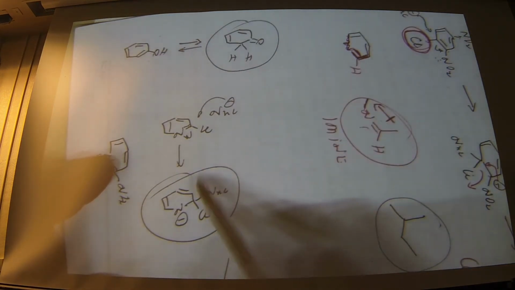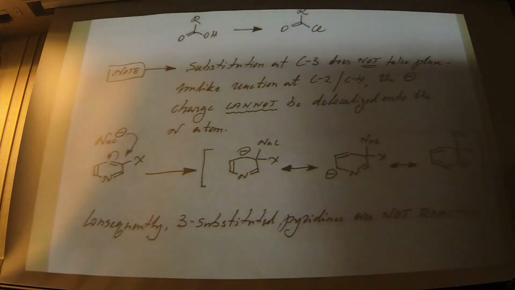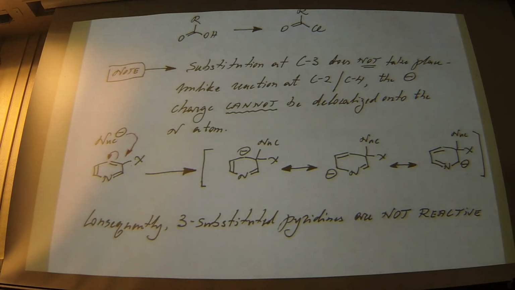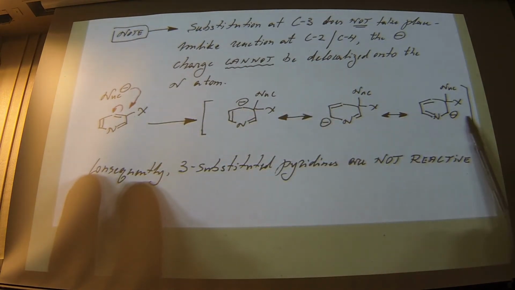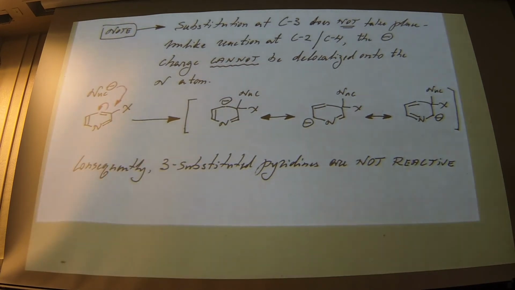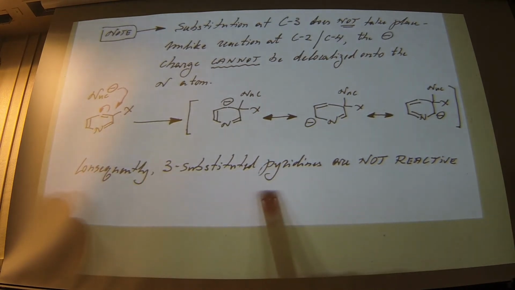You can't do that when you add the nucleophile at C3. C2 works, C3 does not. So this probably should not surprise you in any way. If I do the nucleophilic addition at C3, the negative charge is delocalized as shown, but it never ends up on nitrogen, and so the activation barrier for this process is much higher than for C2 substitution. So 3-substituted pyridines, in other words, pyridines substituted at the 3 position with chlorine or fluorine, are not very reactive at all. They don't undergo nucleophilic substitution.